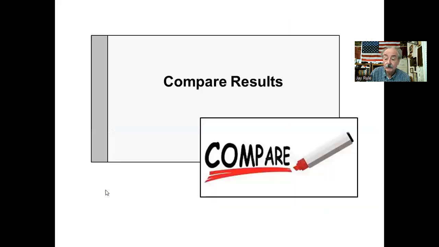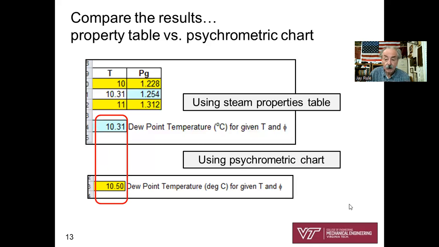So let's compare results using the two methods, both of which are perfectly valid. So we use the steam tables to get a dew point temperature of 10.31 degrees C, about the best we could do with our calibrated eyeballs on the psychrometric chart, 10.5. They are very comparable with each other, right? So don't get excited if you see, oh, they don't match each other exactly. Of course they will not, because the graphical approach doesn't have the same significant figures as the steam table approach.